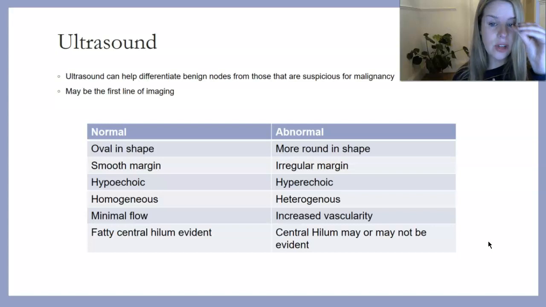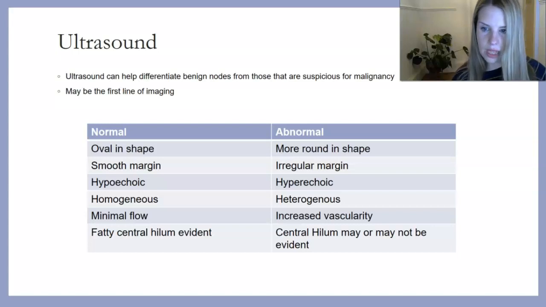And one of the main things to be thinking about would be if the central hilum is not evident, or is maybe moved slightly and it's no longer in the centre, it could be suggestive that the lymph node is abnormal. So basically, if you're thinking about a normal lymph node, it is oval in shape, it's hypoechoic to the adjacent muscle and frequently will contain the fatty hilum in the centre, okay? So that's what we would be looking for in a normal lymph node.